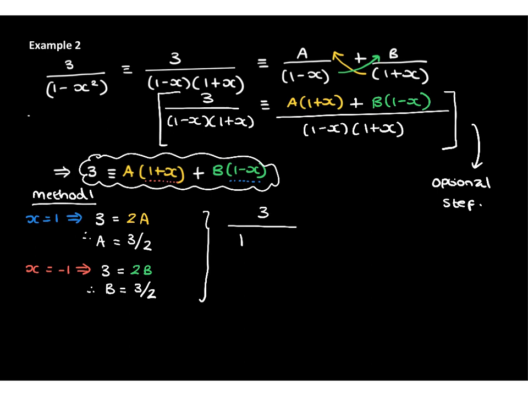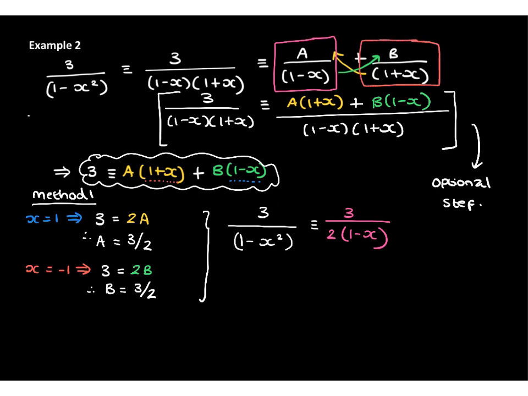So 3 over 1 minus x squared is equivalent to a, remember, over 1 minus x. But of course, I'm going to write the 3 from the a in the numerator and the 2, the over 2 part, in the denominator, like that, for a bit of clarity. And then, of course, my b value, I'll do the same here. I've got plus 3 over 2, 1 plus x. And we have done that. There is our partial fraction decomposition.